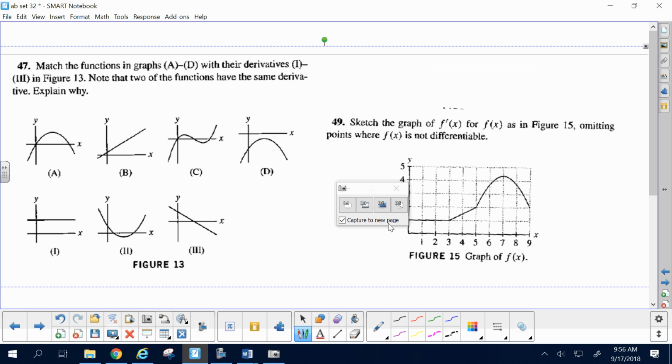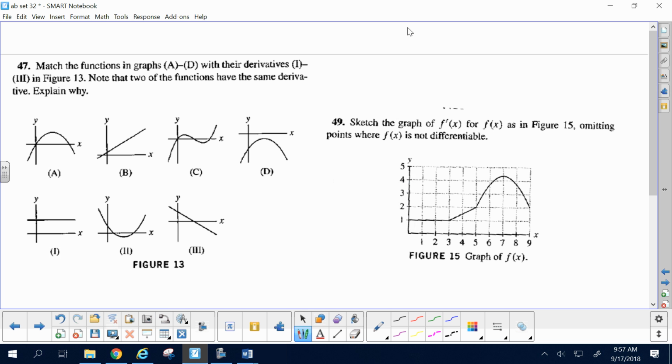Okay. Now, for those of you who have seen calculus before, this was probably pretty easy. But those of you who haven't, there's just a little school of thought here that'll get you going. Remember, derivatives mean slope, and so it helps to look at zero slopes. Match the functions in a through d with their derivatives in 1 through 3. Note that 2 of the functions have the same derivative. Explain why. All right, now check this out. I would find on the original function where on f, find where the slope is flat.